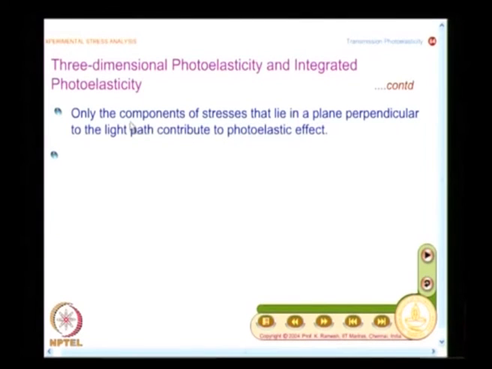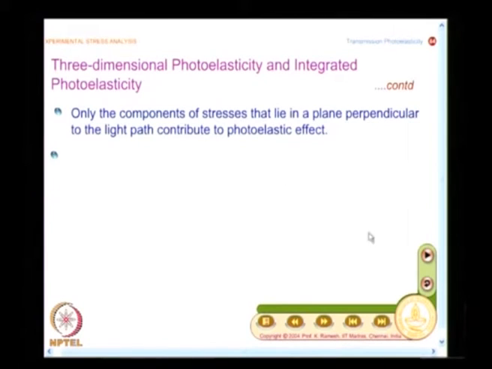because the moment you want to graduate to analyzing three dimensional problems, we also need to develop certain additional terminologies. One of them, what we will try to develop, is what are known as secondary principal stresses. So, in order to develop that, we have to understand what causes the photoelastic effect. Only those stress components that lie in a plane perpendicular to the light path contribute to it.